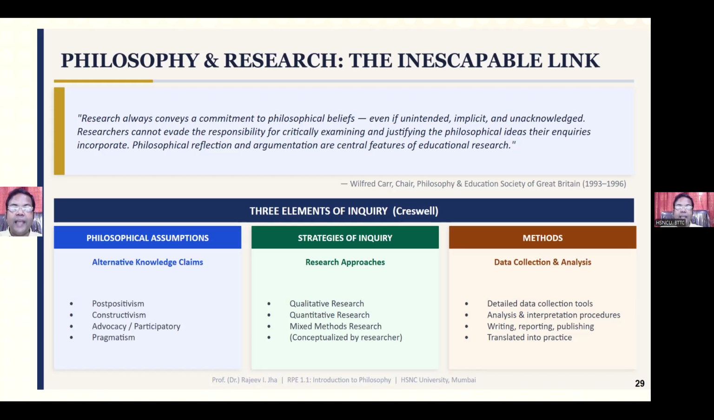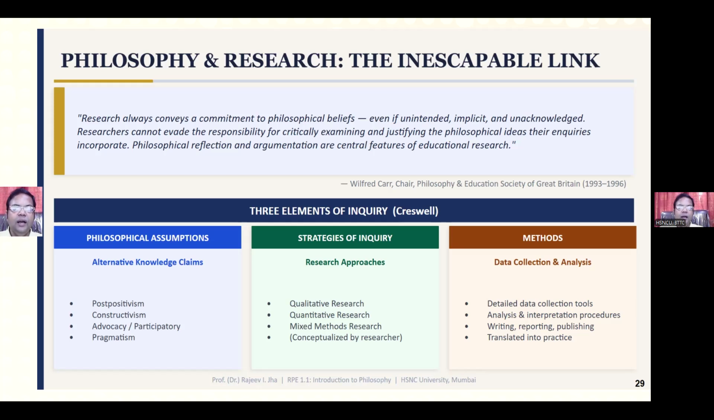Creswell's framework captures this well. Every piece of research involves three elements: philosophical assumptions, what you believe constitutes valid knowledge; strategies of inquiry, the general approach you take, that is qualitative, quantitative, or mixed methods; and methods, that is the specific procedures of data collection, analysis, and writing. These three must be aligned and coherent.